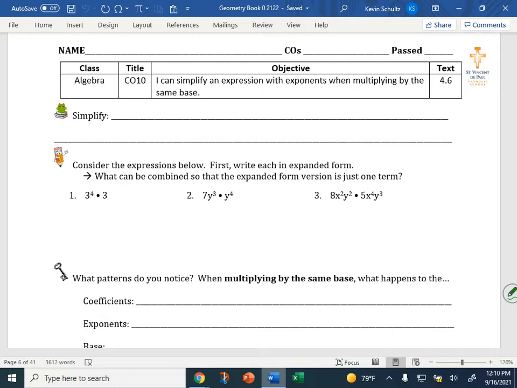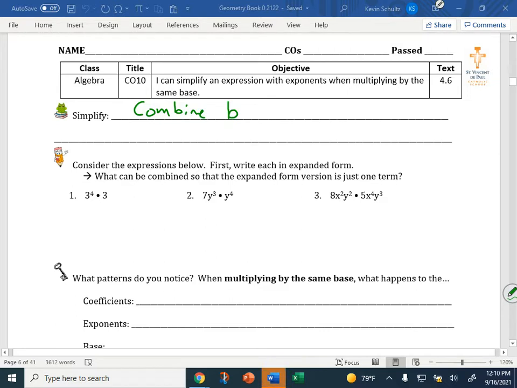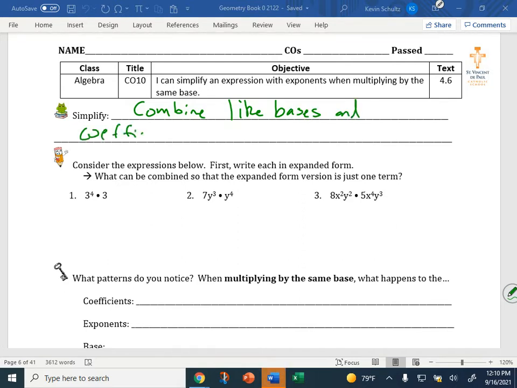When we talk about exponent expressions, to simplify is to combine, I should say like bases. Gotta be careful there. Combine like bases and coefficients. Okay? Combine like bases and coefficients. Yesterday we talked about what a base is. It's what's attached to the power. We talked about what coefficients are. It's that number out in front of the base that's not affected by the power.